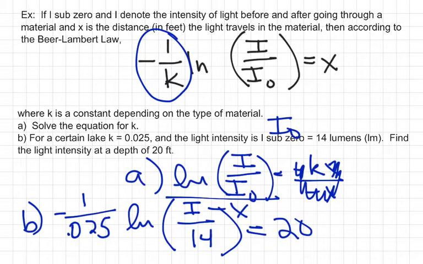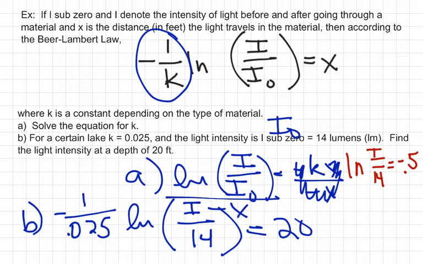All right, the best way to go about solving this is to first multiply by the reciprocal of that negative 1 over k. We're going to get negative 0.5. So the natural log of I over 14 is equal to negative 0.5.